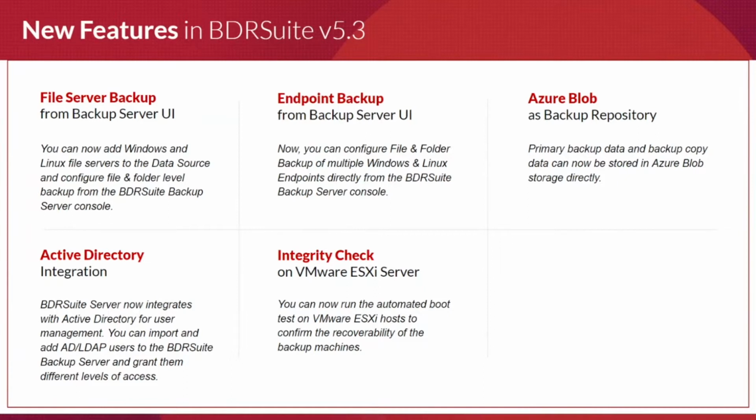Now we also support performing this integrity check on ESXi server. If you don't have Hyper-V, or if you're using a Linux machine, and you want to perform the integrity check, it's simple. You can just choose the VMware ESXi server as a destination to perform the recoverability check. BDRSuite boots the backup data on an ESXi server, then checks the recoverability of the backup data. So that is the integrity check on VMware ESXi server.